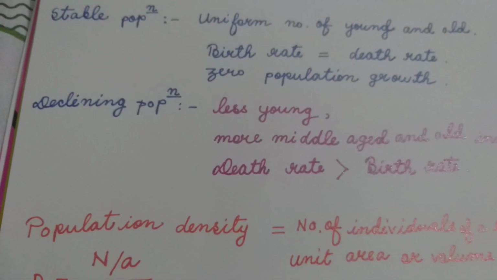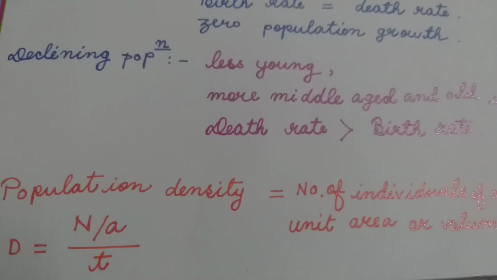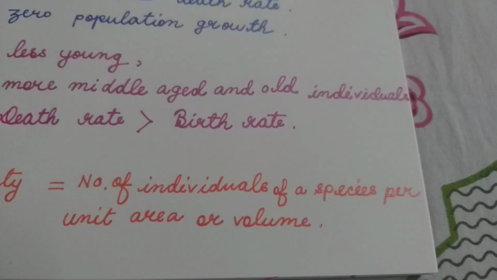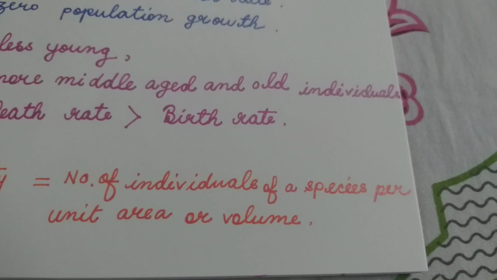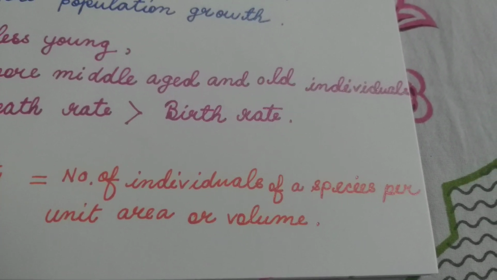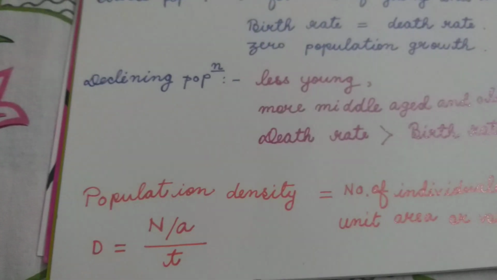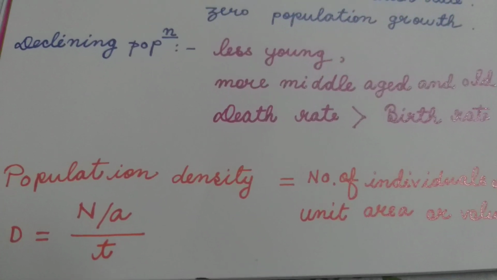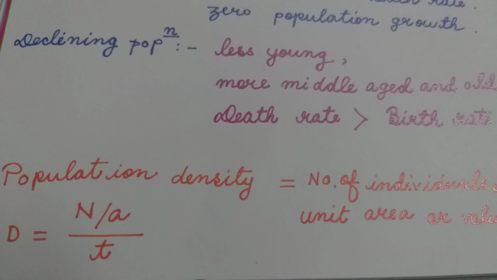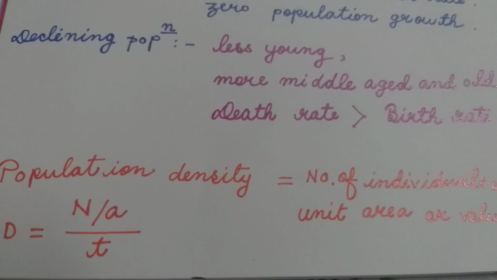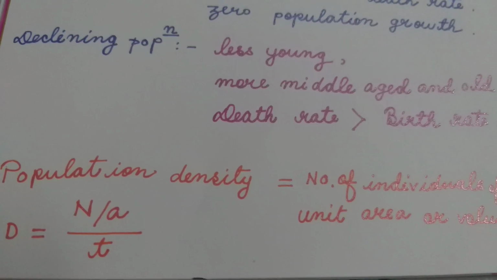Now, population density, the most important attribute of a population. Population density means number of individuals of a species per unit area or volume at a given time. It is represented by D = N/A/T, where N is number of individuals of a species, A is unit area, T is given time.